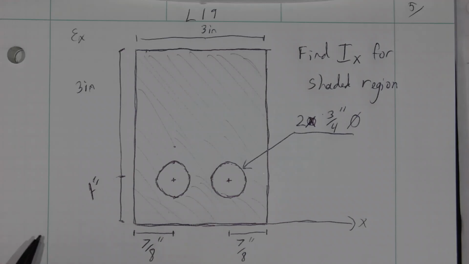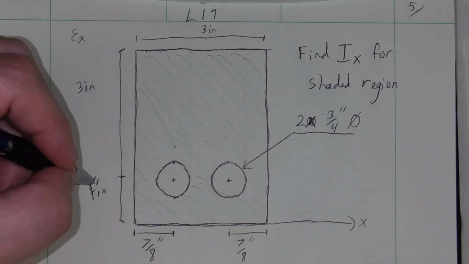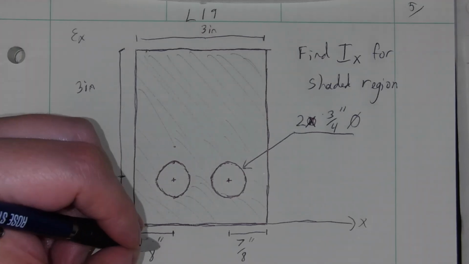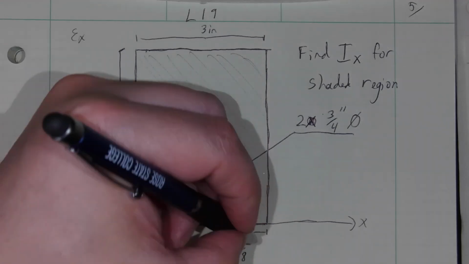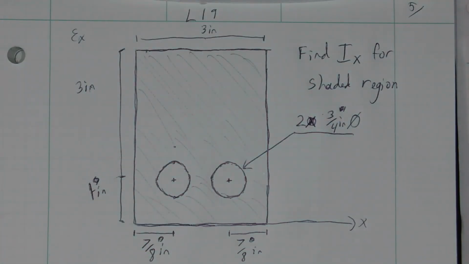I've mixed up here. I'm saying inches. I should just be consistent. Say inches the whole time, or I should say hatch marks the whole time. I should be consistent and not mix those up. And 3/4 inch diameter. Okay.